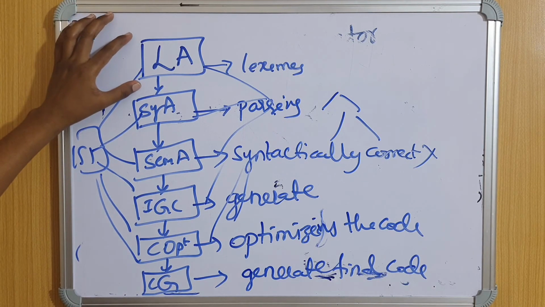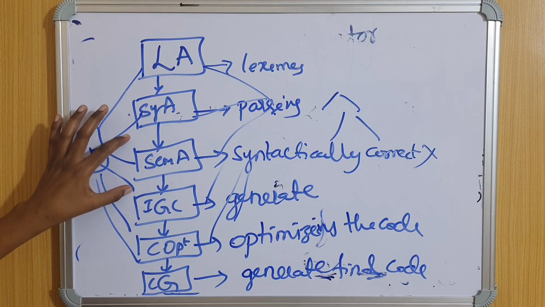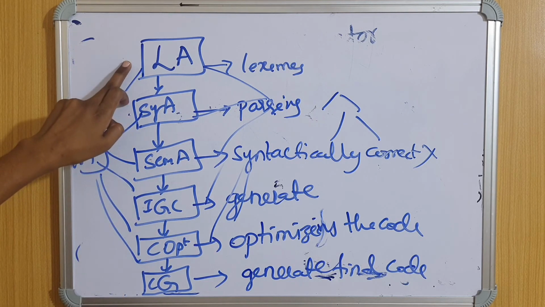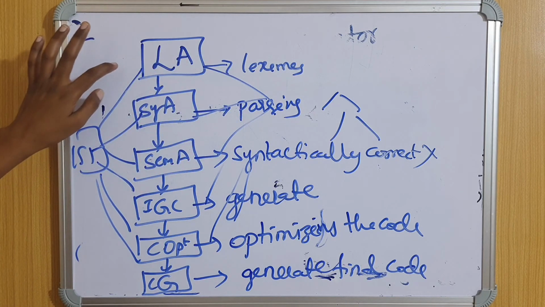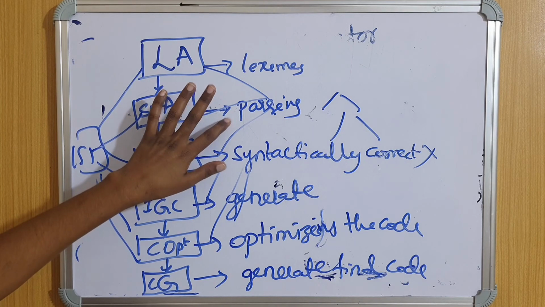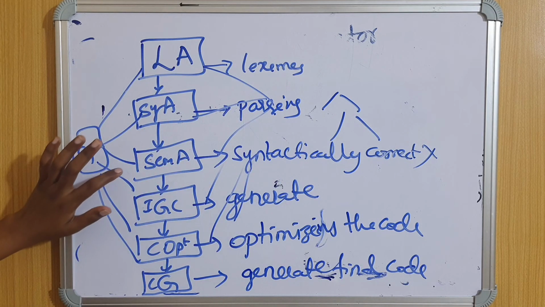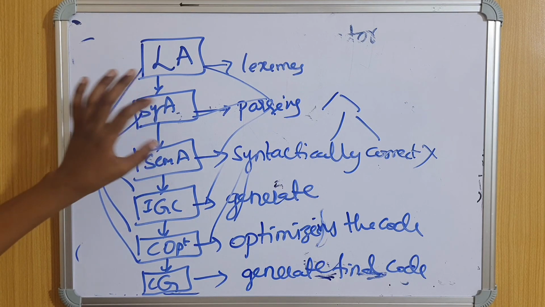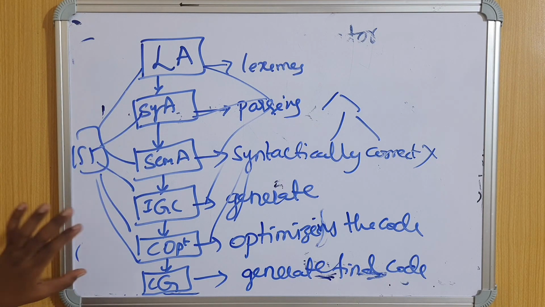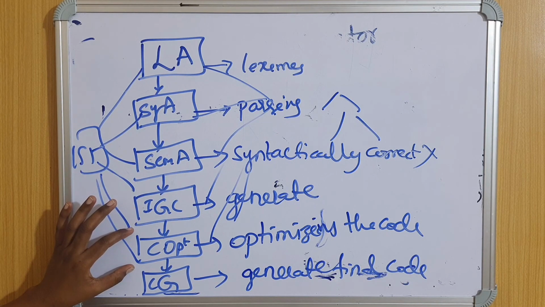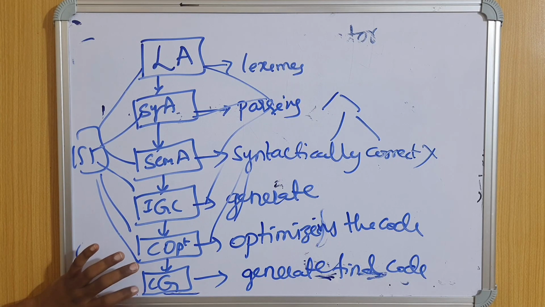In the symbol table, the identifiers will be stored. Coming to the phases: lexical analyzer, syntax analyzer, semantic analyzer, intermediate code generator, code optimization, code generator. The first phase will generate lexemes, meaning identifiers and tokens. The syntax analyzer we can call parsing, in which we draw the parser. The semantic analyzer will check whether the drawn parser is syntactically correct or not. The intermediate code generator will generate the code. Optimization will optimize the code. Then the final code will be generated in the code generator.